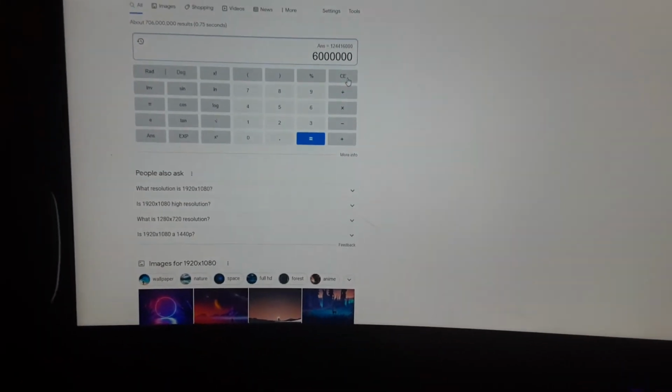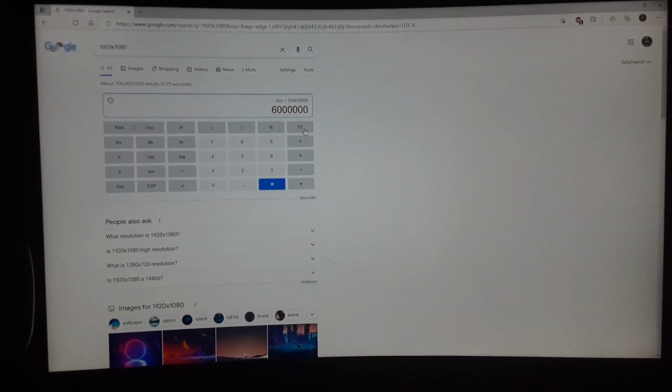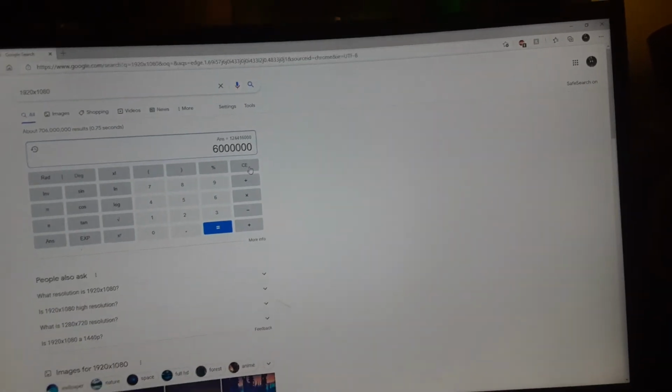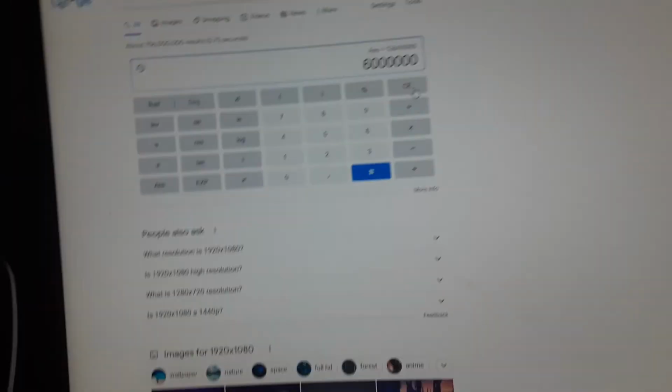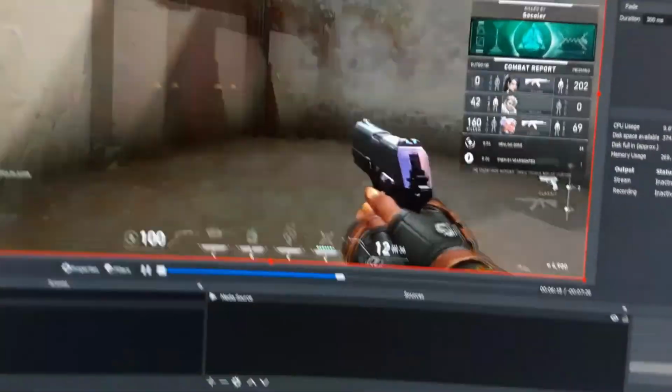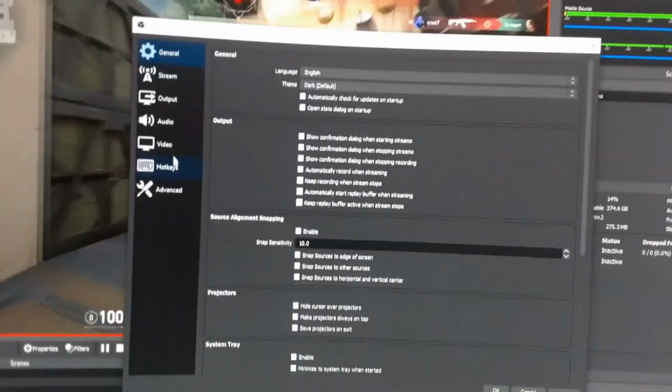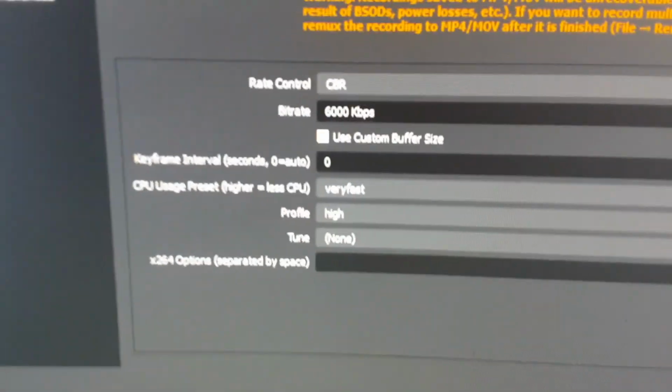And if you're a partner or something like that, and you got more bits, cool. But you normally can't go any higher than 6 megabits, or 6,000 kilobits. Well, what are you supposed to do? Well, let me show you the settings for x264, the CPU encoder. Ooh, what's that? CPU usage preset. Oh, mate, I saw that and didn't know what to do.